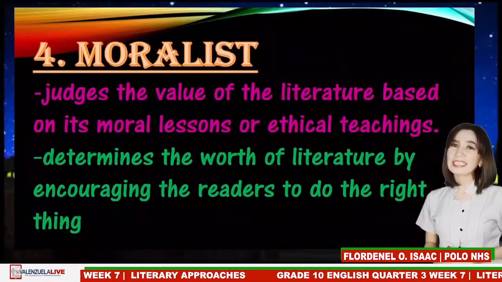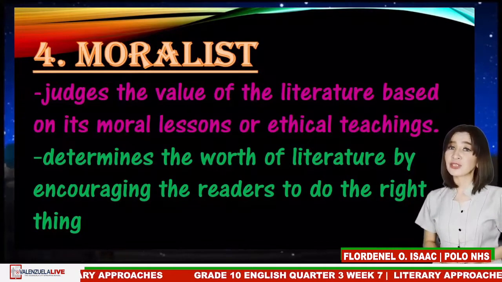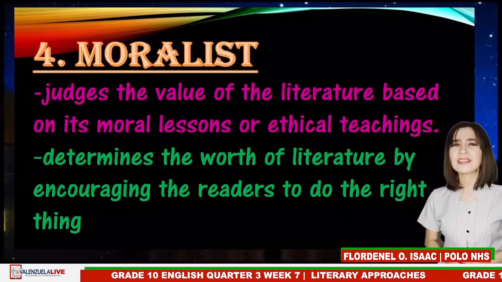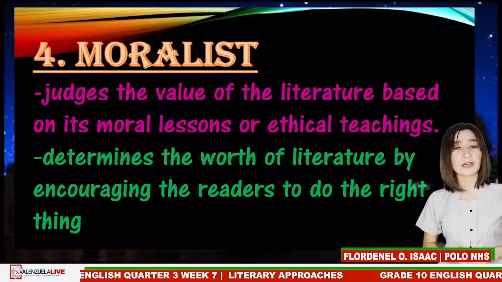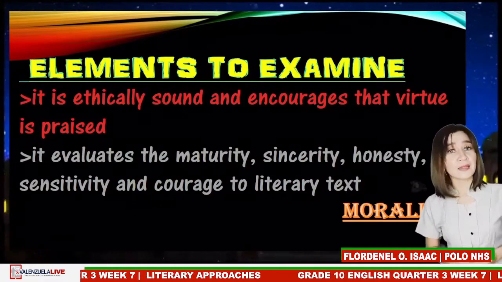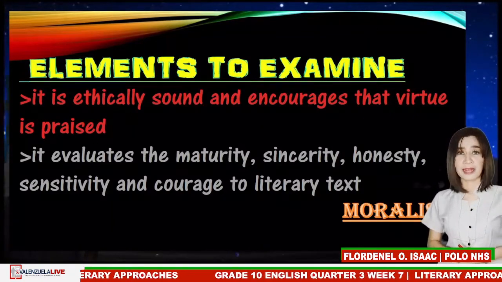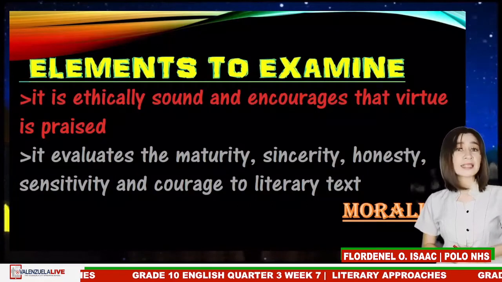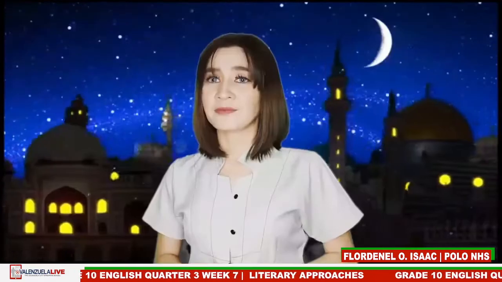The fourth is the moralist approach. It judges the value of the literature based on its moral lessons or ethical teachings. It determines the worth of literature by encouraging the readers to do the right thing. So here are the elements to examine. It is ethically sound and encourages that virtue is praised. It evaluates the maturity, sincerity, honesty, sensitivity, and courage to literary texts.